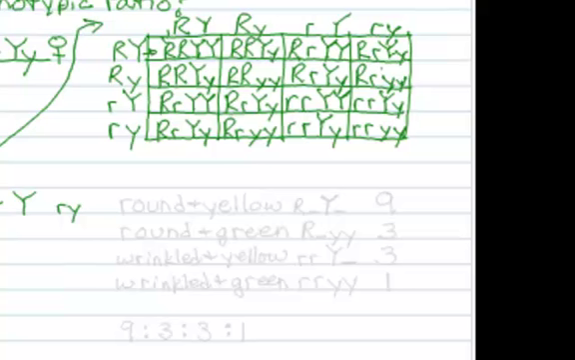Now what we need to do is take what we got and translate those into phenotypes. Well, when you think about it, there's 4 different combinations you could possibly get. Let's start with 2 dominants. You can get round and yellow. You can get round and green. You can get wrinkled and yellow. And you can get wrinkled and green.